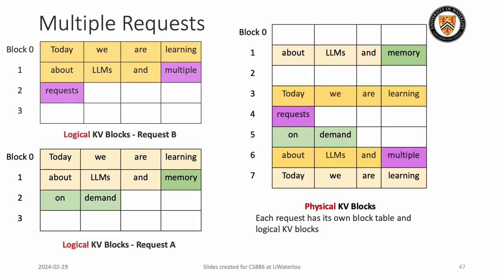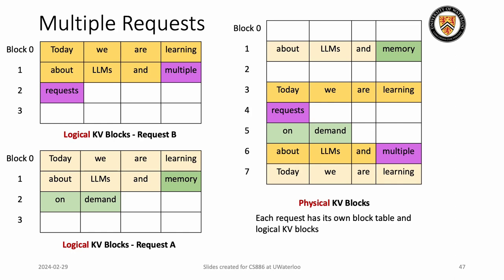Obviously, if you scale this to multiple requests, you can do the same thing. You will have individual block tables for each of the requests. But something to note here is this is a particular kind of example which I picked. You have the same prompt, but there are two different responses happening, which is a kind of parallel decoding you can do.